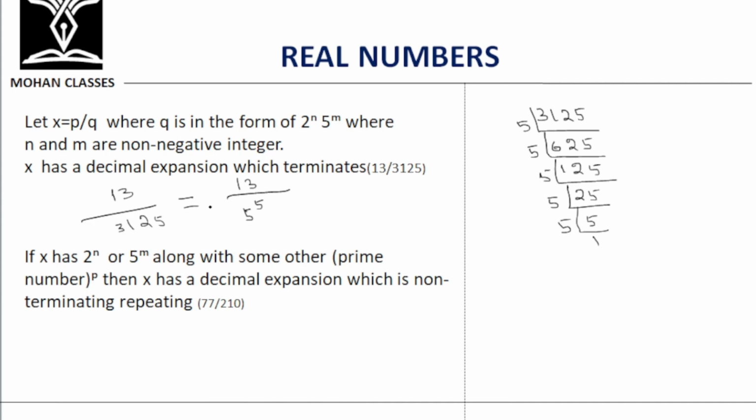Now, what about non-terminating and repeating? If the denominator has some other prime number with a power, or is multiplied with some other prime number along with 2 to the power of n or 5 to the power of m, then the decimal expansion will be non-terminating repeating. Let us see one example here.